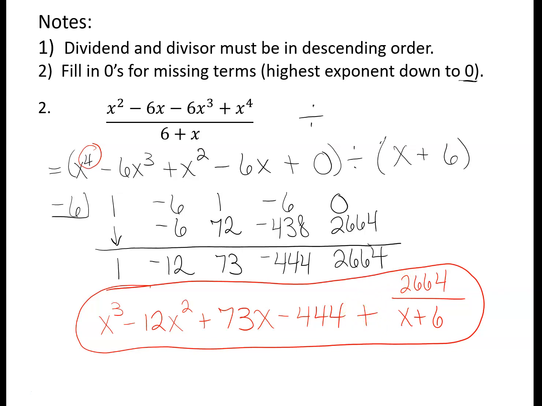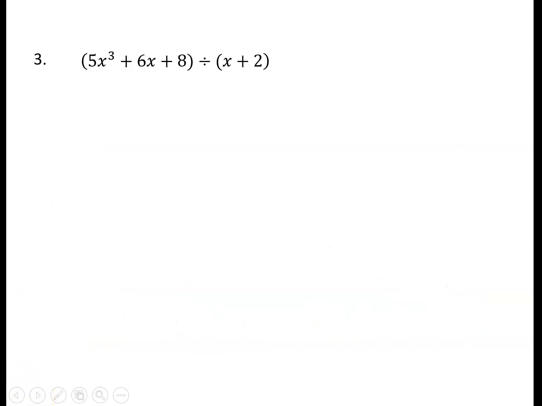Okay, let's go ahead and try one more. Make sure we get the hang of it. Okay, so first thing we're going to check is the dividend in descending order. So look at your exponents. X cubed, 3 is the highest. Then we have an x, and then we have a constant. It is descending, and so is the divisor, x and then constant.